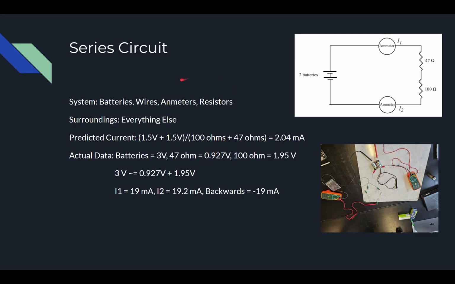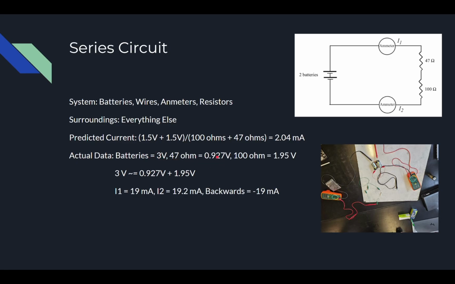The first circuit was the series circuit, which you can see here with the two batteries, 2 ammeters, and a 47 and a 100 ohm resistor. The system was the battery, wires, ammeters, and resistors, and the surroundings is everything else. The predicted current should be the two batteries, 1.5 volts each, divided by the total resistance, which is equal to 2.04 milliamp current. The actual data was that the batteries were 3 volts.